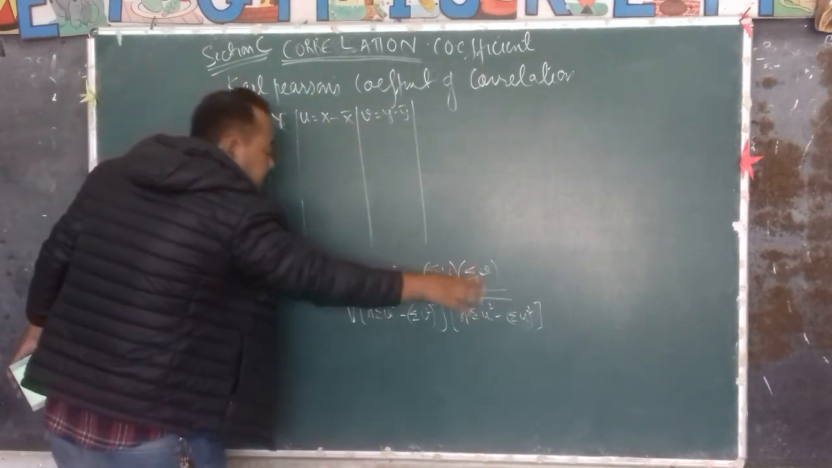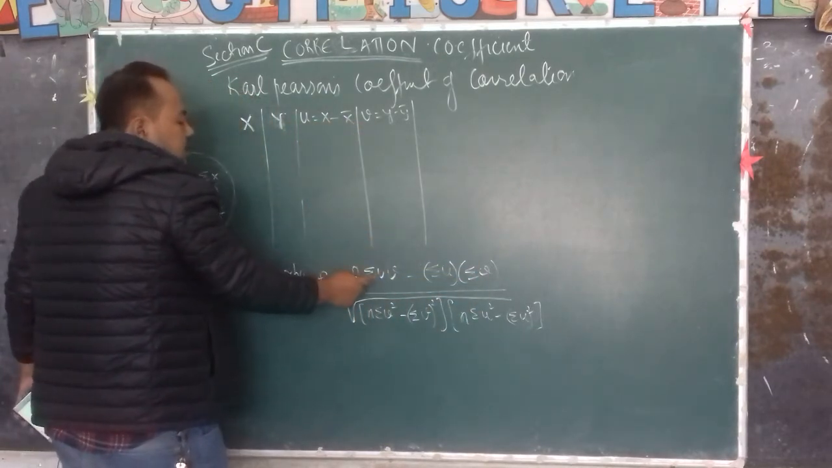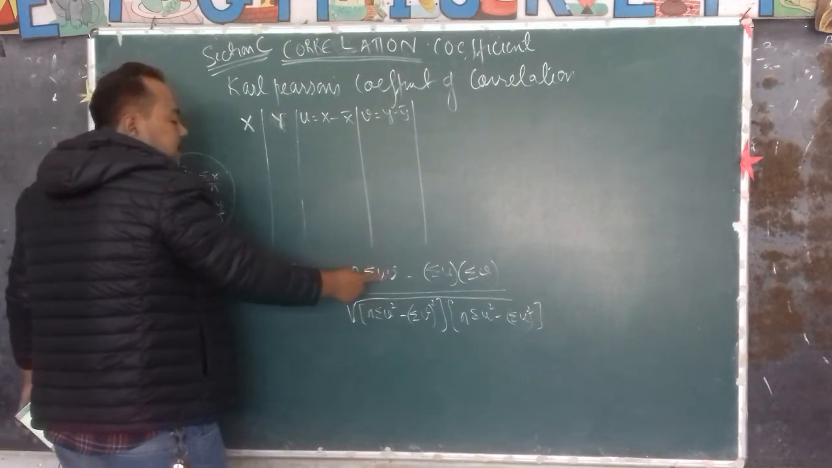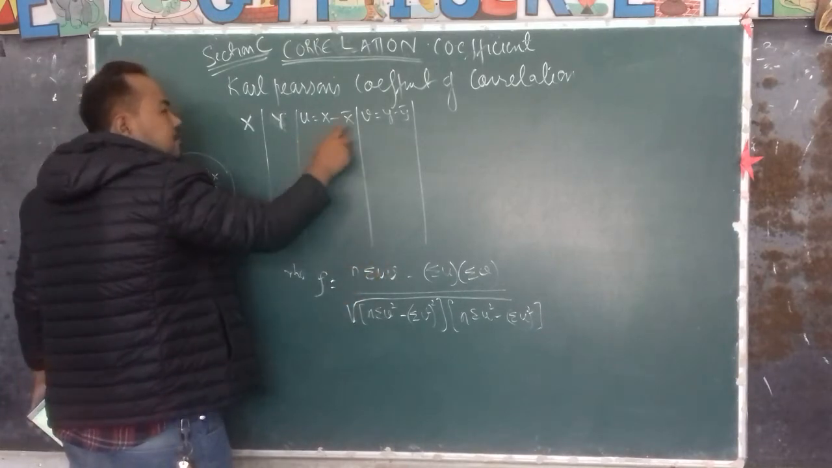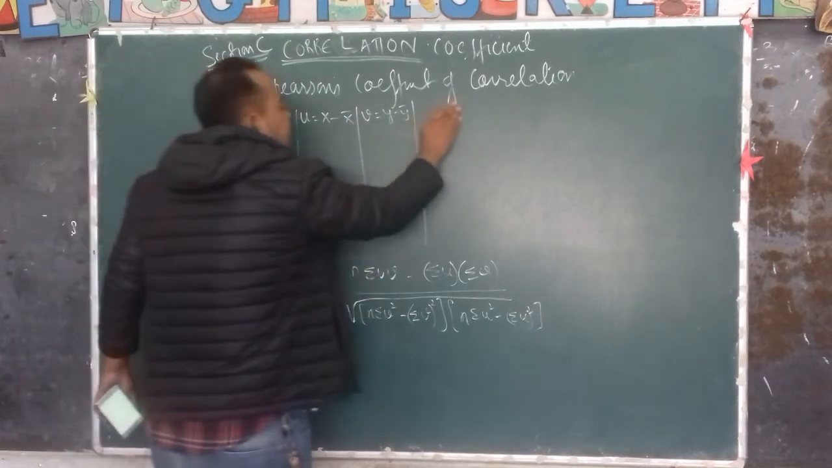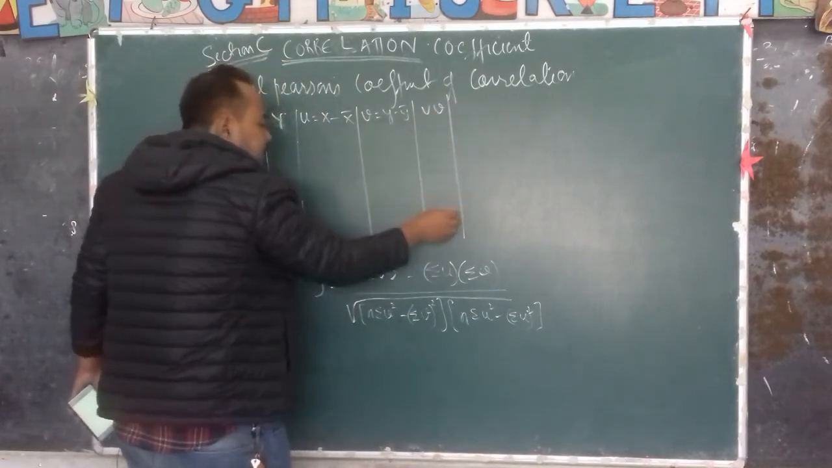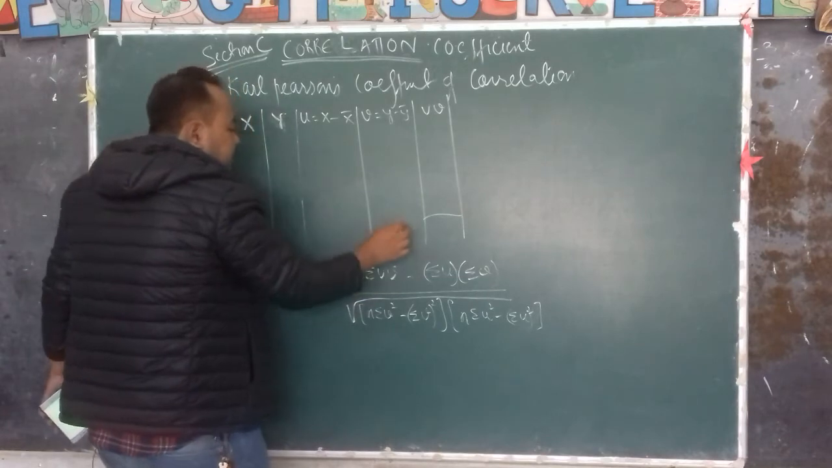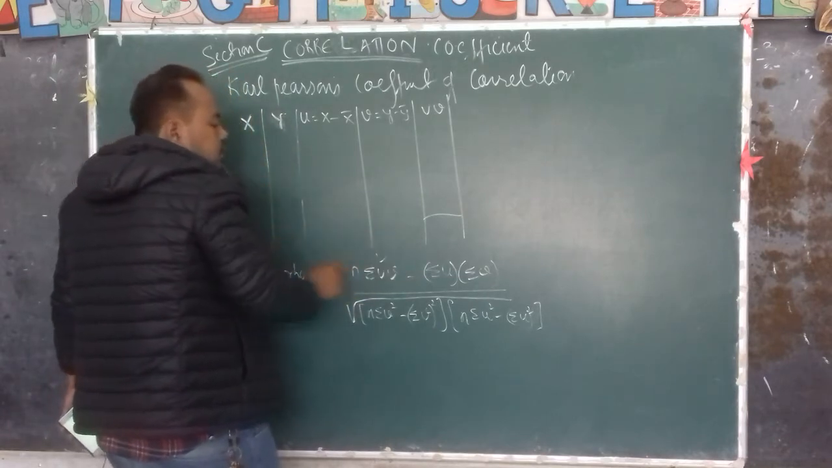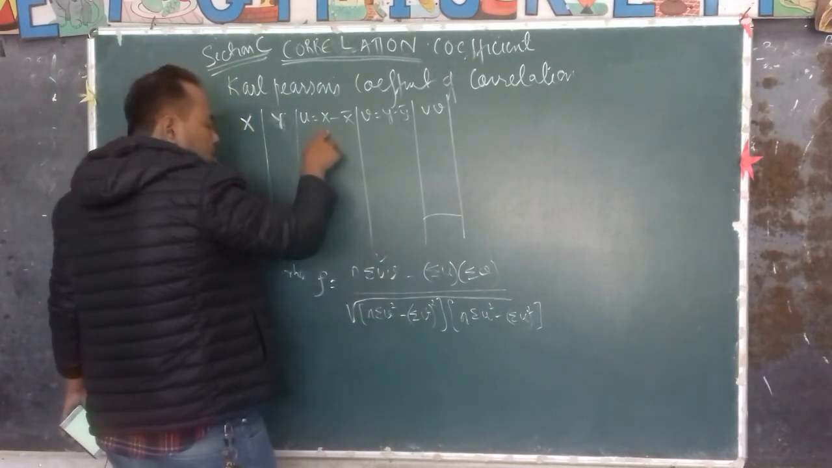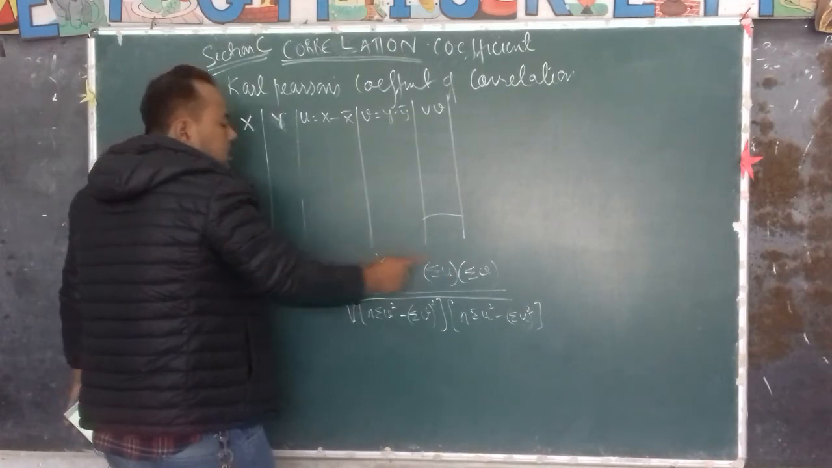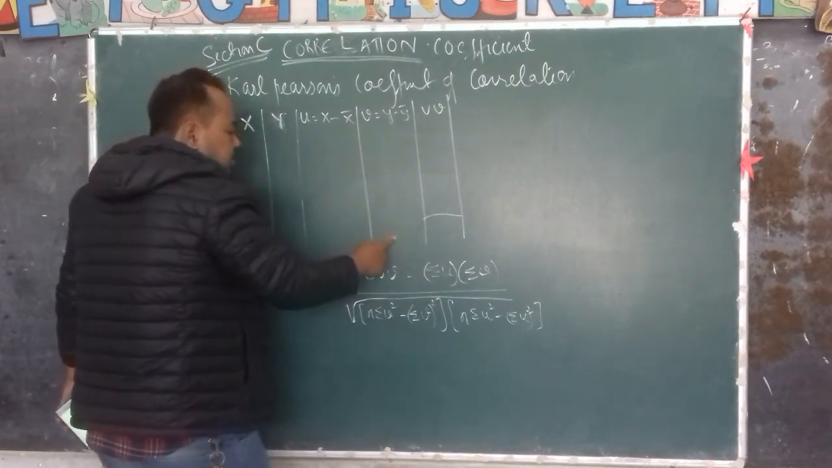Since the formula is in terms of u and v, now see summation uv. I need a column containing u and v together, but u and v are there only individually. So the next column which you need is u into v. Adding this will give us this value. N is the number of observations. Summation u means the total of the column containing u. Summation v means the total of the column containing v.